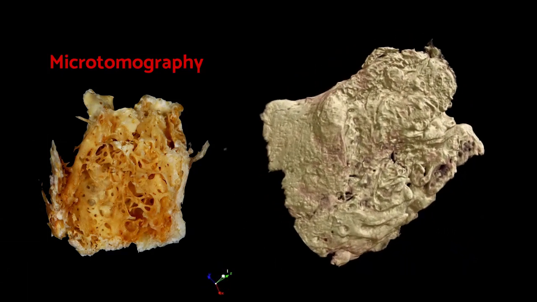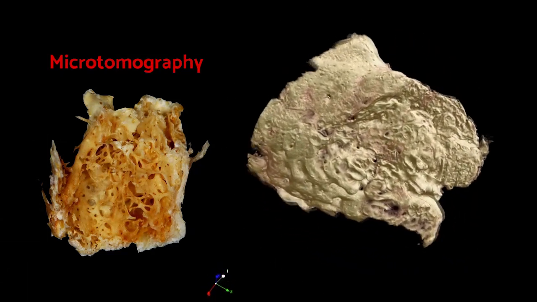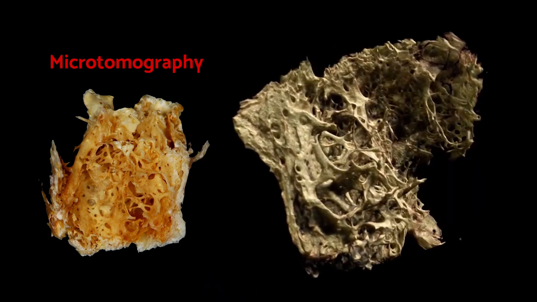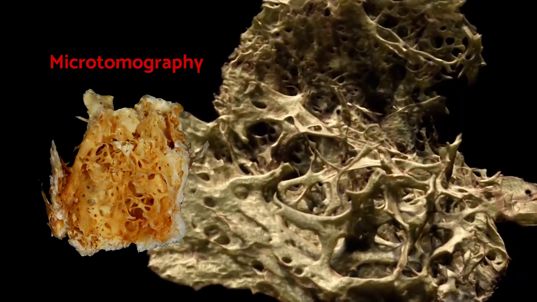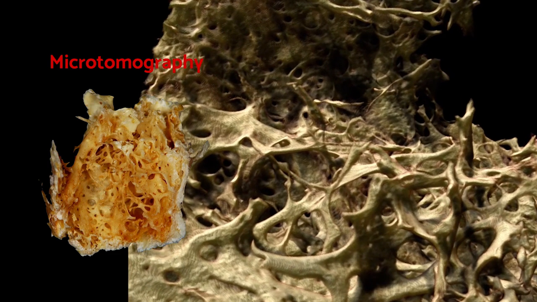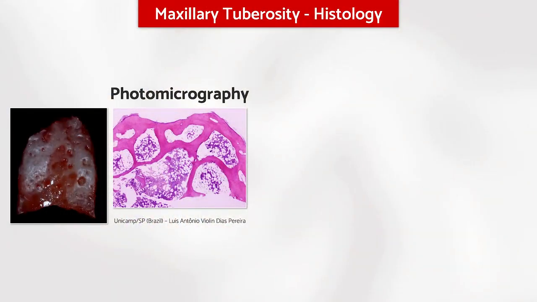In the outer aspect of this bone, we have a thin cortical layer, but in the inner part of this sample, you can see the trabeculae. And the trabeculae is highly porous. And let's evaluate the histology of this bone.